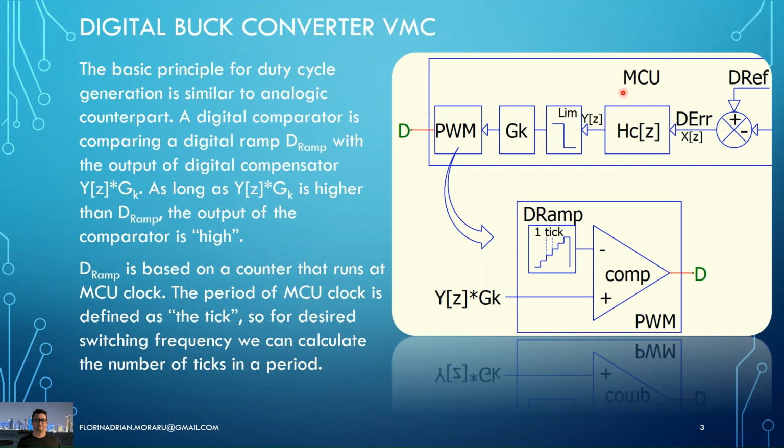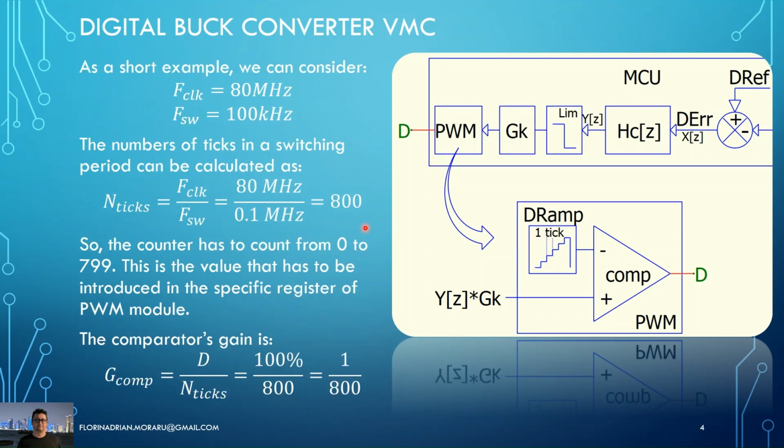Well, we know the MCU normally runs on a clock frequency. We can define the tick as the period of that clock. Normally our application has, let's say, 100 kilohertz switching frequency. For instance, here is an example. If we have a clock frequency of 80 megahertz, we can calculate the number of ticks we have in a switching period by simply taking the ratio between the clock frequency and the application switching frequency. So in this example, 80 megahertz over 100 kilohertz, we end up with 800. That means the counter has to count from 0 to 799. Eventually, this 799 will be the value that has to be introduced in a specific register within the PWM module.